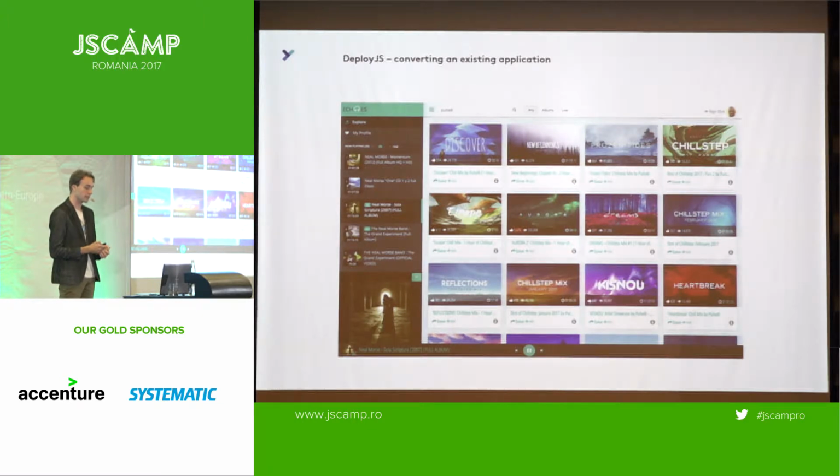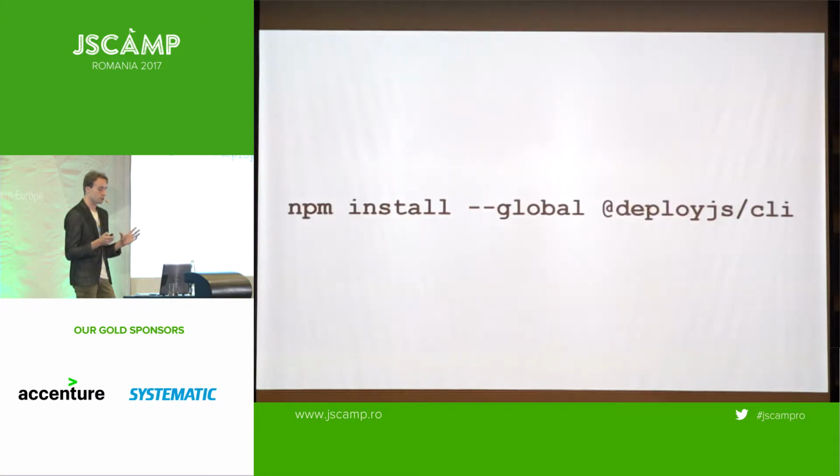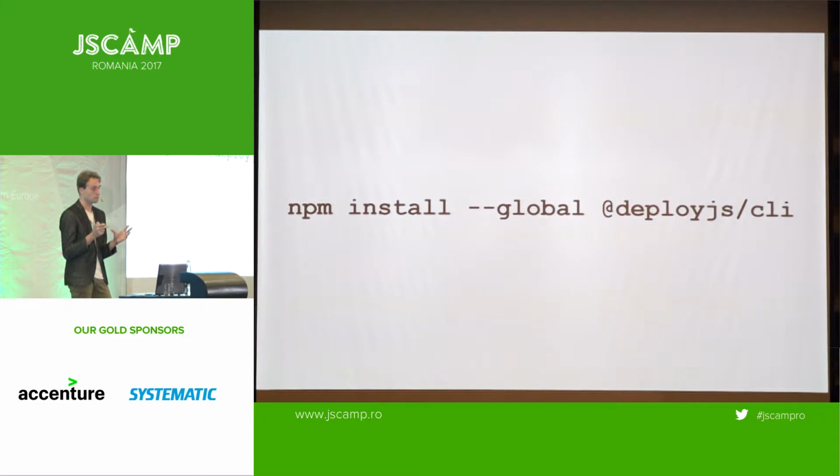Let's go through converting an existing application. This is the Echoes player. It's a good open source project for learning Angular 2 or Angular 4. The only thing that you need to do to convert it is you need to install the DeployJS CLI on it, and you need to configure your build environment, configure the right plugins to deploy it to the build environment, and then run DeployJS deploy.